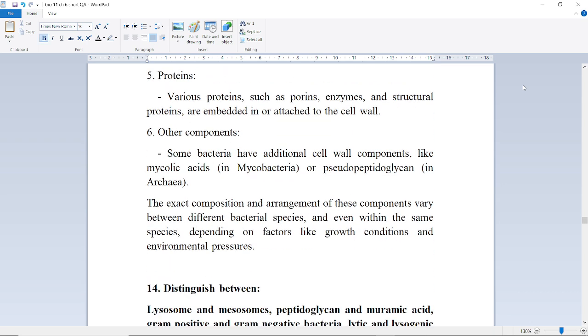Various proteins such as porins, enzymes, and structural proteins are embedded in or attached to the cell wall. Other components: some bacteria have additional cell wall components like mycolic acid in Mycobacteria or pseudopeptidoglycan in Archaea. The exact composition and arrangement of these components vary between different bacterial species and even within the same species depending on factors like growth condition and environmental pressures.